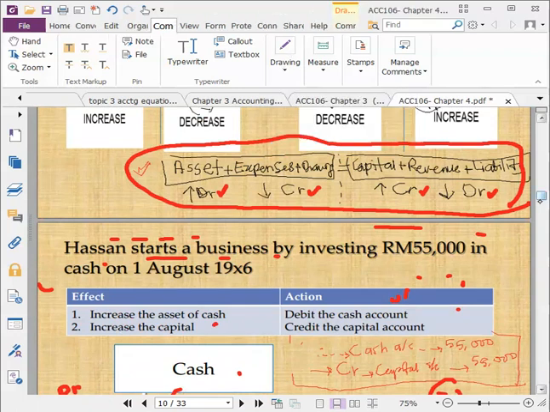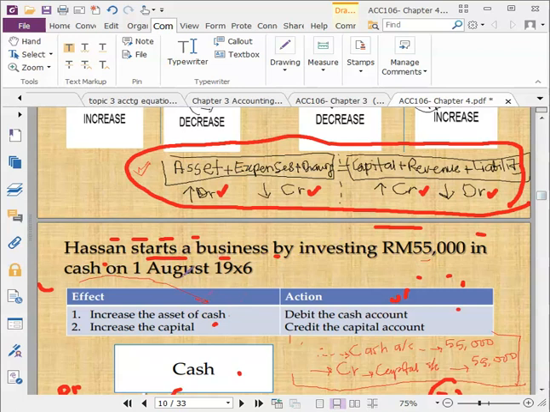Okay, Hassan starts a business by investing 55,000 in cash. So what is the double entry? What is the effect? Increase the asset cash. And then increase the capital.